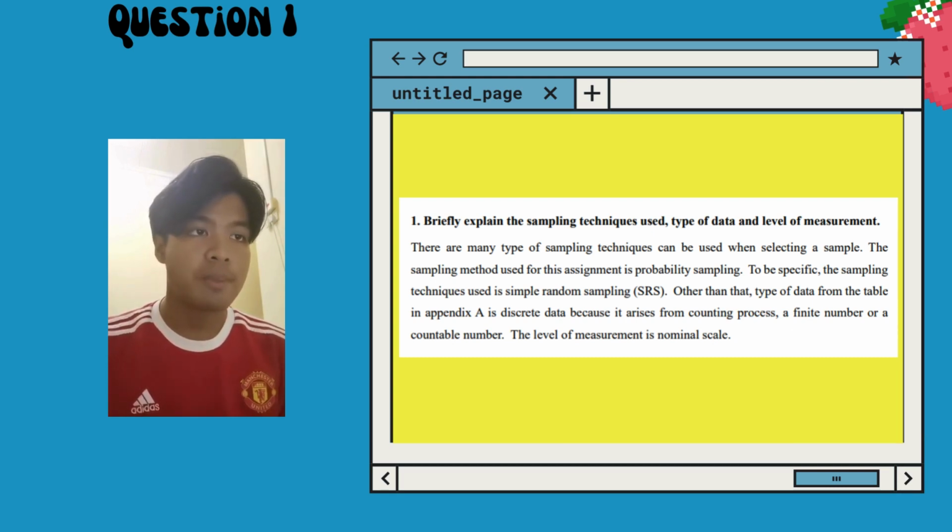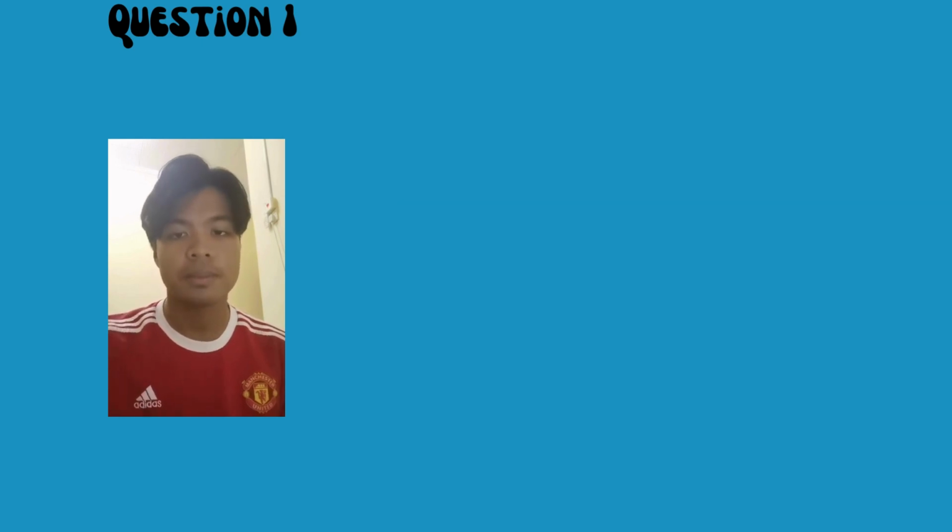Question number 1. Briefly explain the sampling technique used, type of data, and level of measurement. There are many types of sampling techniques that can be used when selecting a sample. The sampling method used for the assignment is probability sampling. To be specific, the sampling technique used is simple random sampling, SRS. Other than that, the type of data from the table in Appendix A is discrete data because it arises from a counting process, a finite number, or a countable number. The level of measurement is nominal scale.